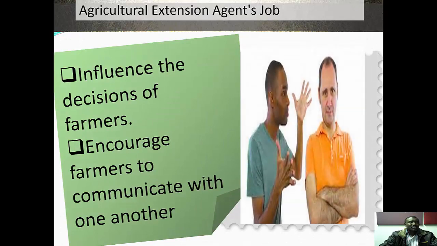We also need communication so that we can influence the decisions of farmers and encourage these farmers to communicate with one another. All this demands communication skills.